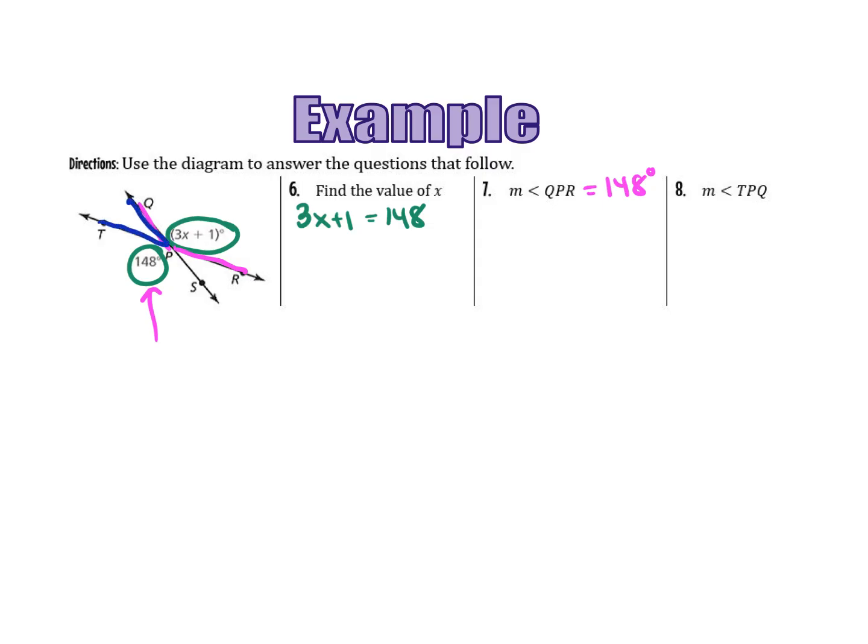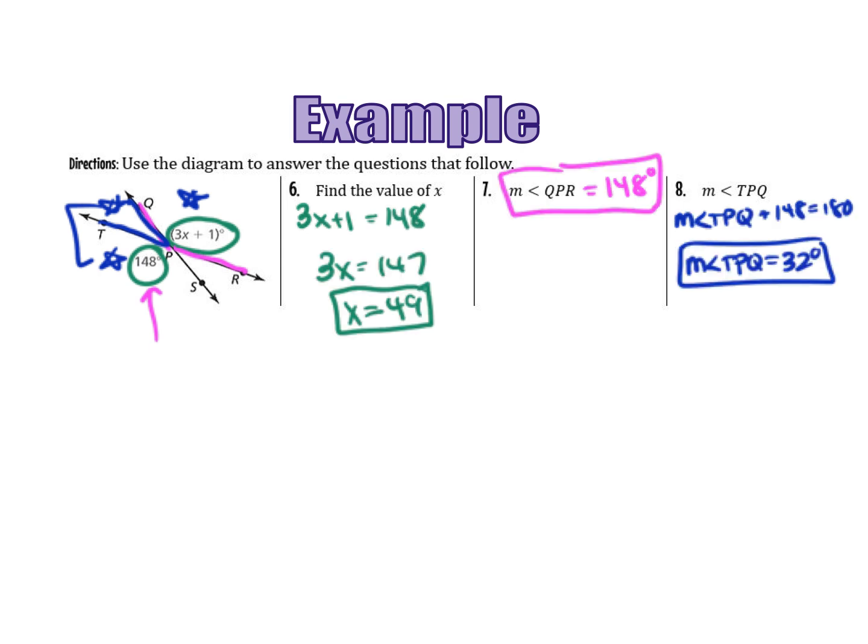And lastly, we're being asked to find angle TPQ. Well, it looks like these two angles, or even these two angles, are forming a linear pair, which means that the measure of angle TPQ plus 148 must be equal to 180 degrees, and then we can solve for that indicated angle. So go ahead and pause the video and finish off 6 and 8 on your own, and then unpause the video and see how you did. And there we have some examples that are using both the vertical angles theorem and the linear pair theorem.